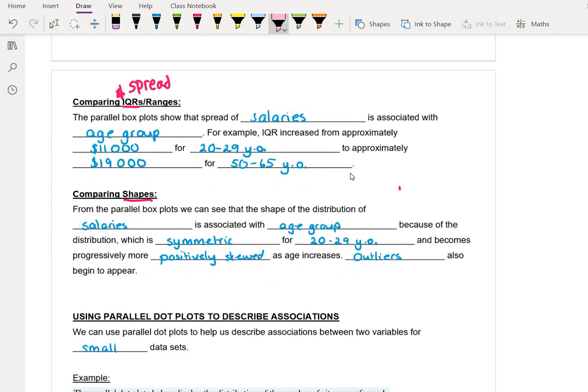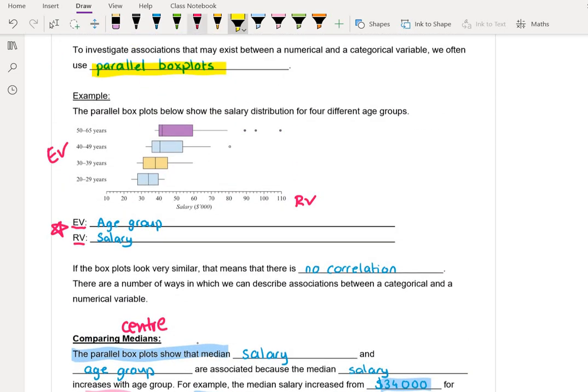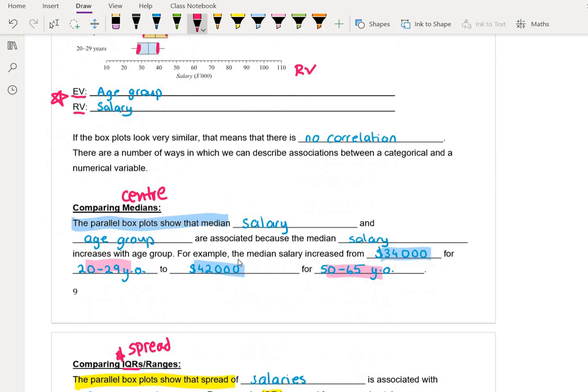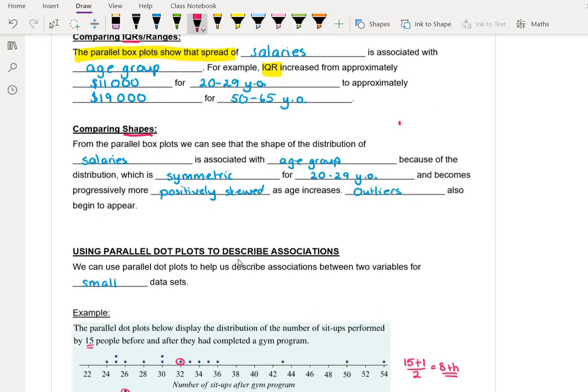Same goes for comparing the spread. So you start with the context again, and then use IQR. To find the IQR from the box plot is also pretty straightforward. You've got your Q3s here for each of the groups, Q1s here, so you just need to do Q3 minus Q1 to get your IQR.